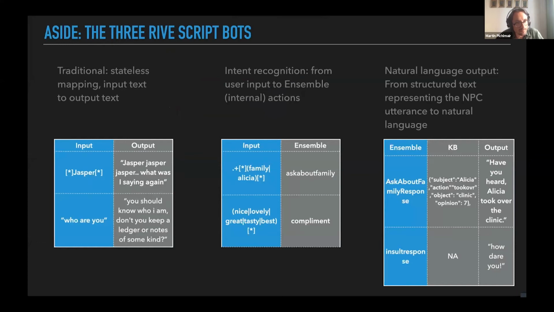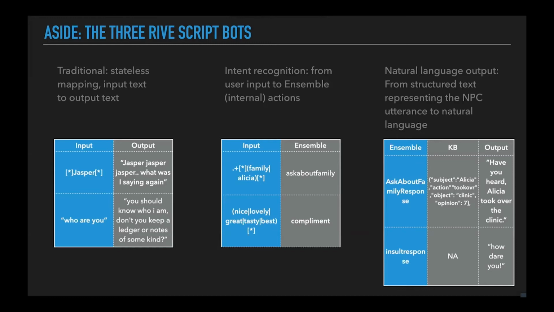We have 3 different RiveScript bot cases. The first case is traditional stateless mapping, where RiveScript translates input to output. For example, if the user mentions anything with the keyword Jasper, it leads to an output of, "Jasper, what was I saying again?"